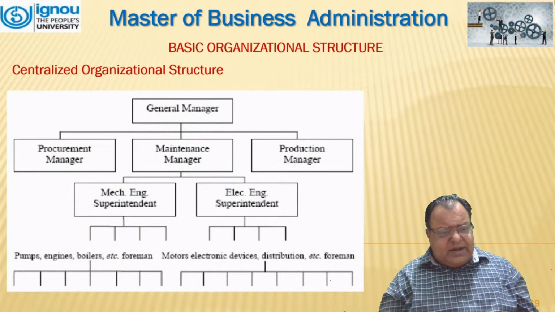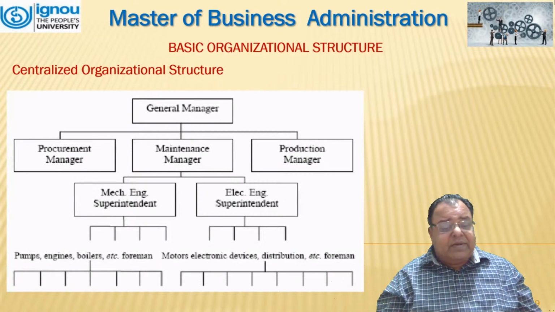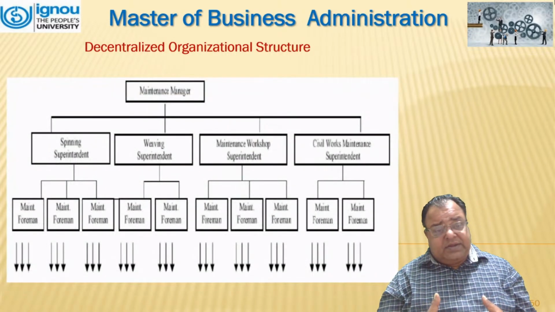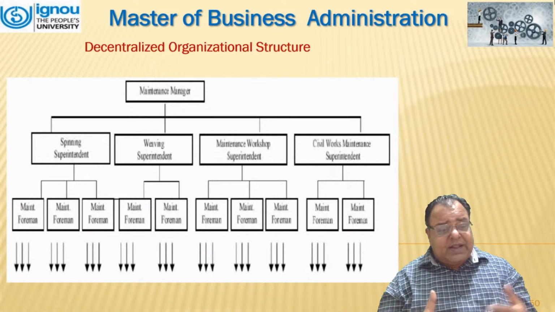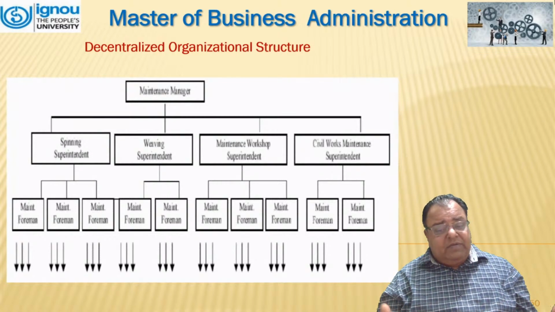This is basically the centralized organization structure. In general, there is a general manager, procurement manager, and then, three down the line, maintenance manager and production manager. Under the maintenance manager, we have the mechanical engineering superintendent and electrical engineering superintendent. And down the line come the foremen. As far as the decentralized organization structure is concerned, at the top is the maintenance manager and then the four divisions, that is spinning, weaving, maintenance workshop, and civil work supply, and down the line they have maintenance foremen.